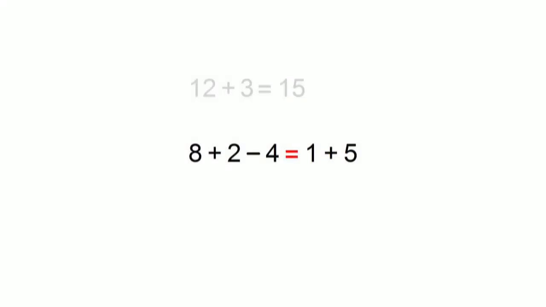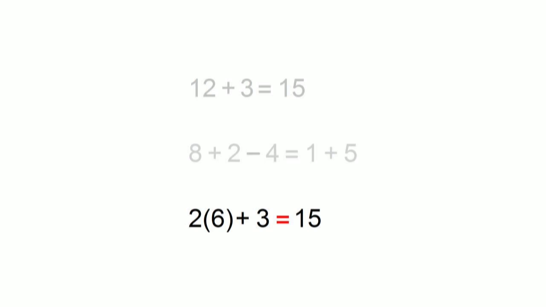Now look at the second one. Is the left side really equal to the right side as the statement claims it to be? I doubt if anyone can answer that question without first simplifying the numbers on the left side, then on the right side, and comparing them together. 8 plus 2 is 10, minus 4 is 6. 1 plus 5 is also 6, so they are equal. So the statement is true.